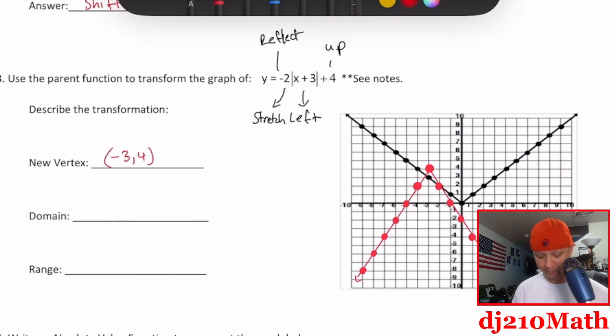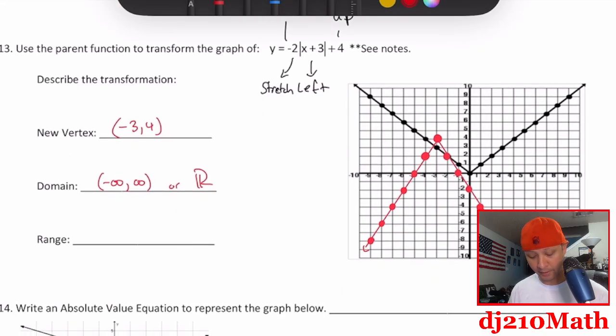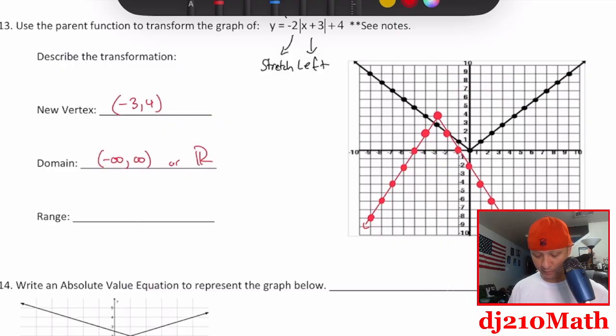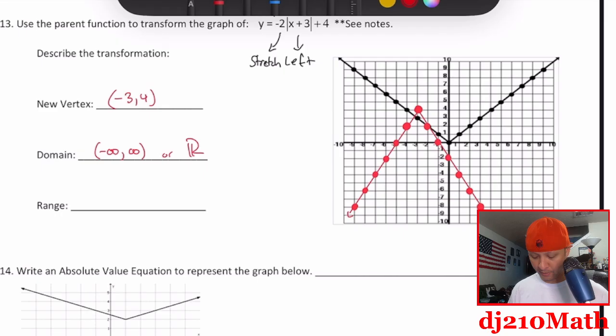The domain, negative infinity to infinity. Or you could say all real numbers. All real numbers is an answer also. All right, range. It's going to go from negative infinity up to the y part.